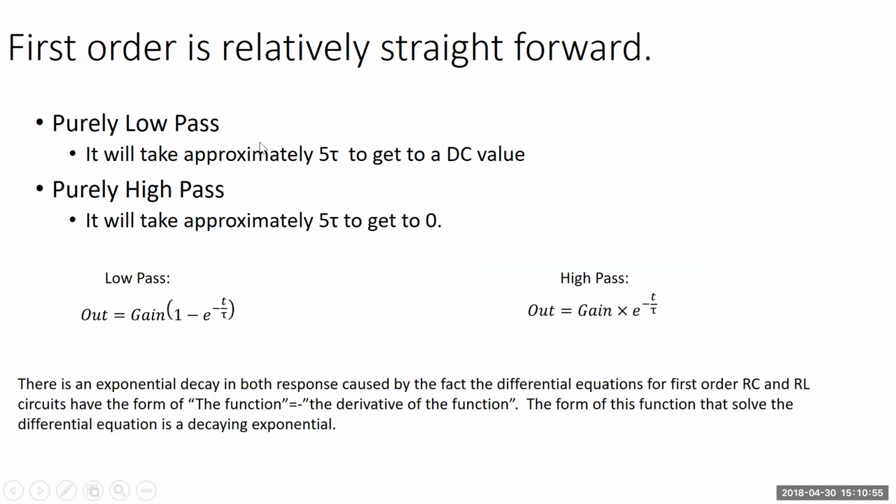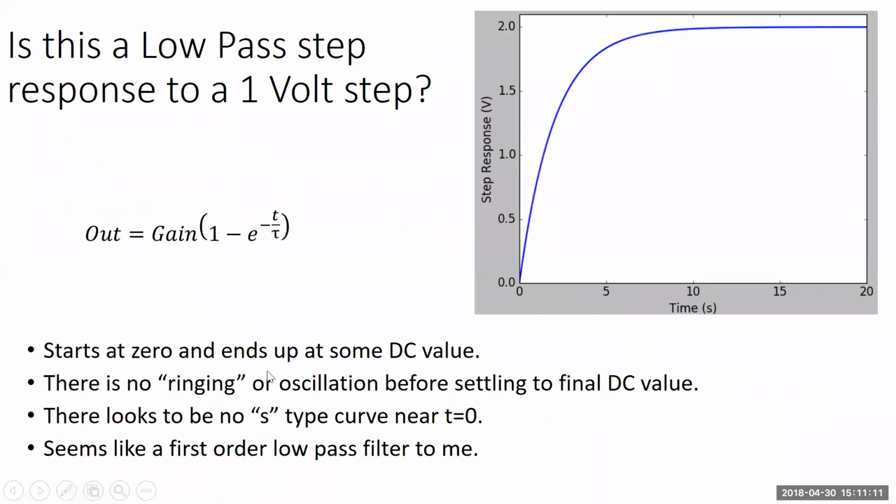So again, the first order functions are pretty easy to tell, right? And things just go 5 tau. So really, you just got to know what the gain is and how long it took to get there, and then match the shape, right? So how can I tell this is a first order circuit and not a second order overdamped? Well, it's actually right here. You see where it's straight, okay? That actually means it's first order.